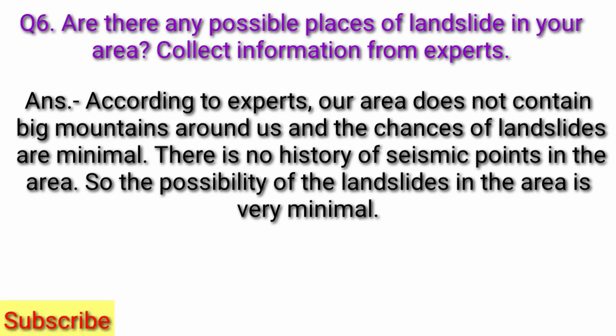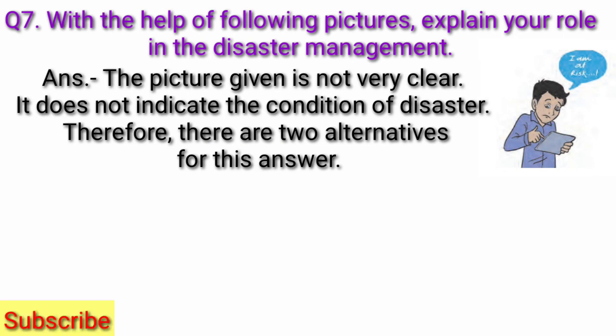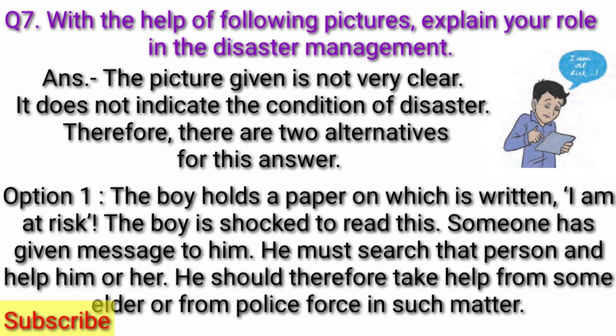Question 7. With the help of following picture, explain your role in disaster management. Answer. This picture given is not very clear. It does not indicate the condition of disaster. Therefore, there are two alternatives for this answer. First alternative, the boy holds a paper on which is written, I am at risk. The boy is shocked to read this. Someone has given message to him. He must search that person and help him or her. He should therefore take help from some elder or from police force in such matter.